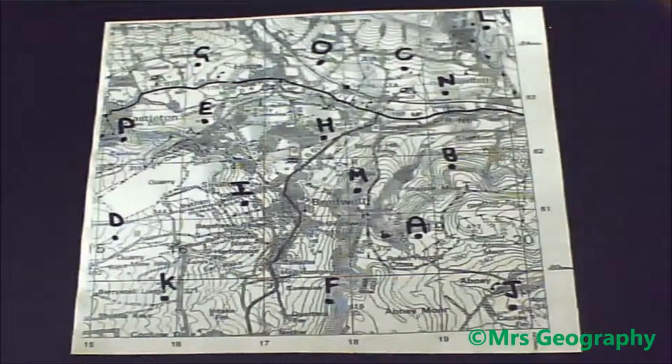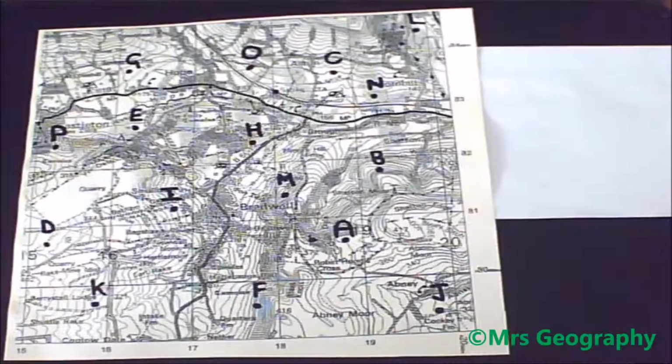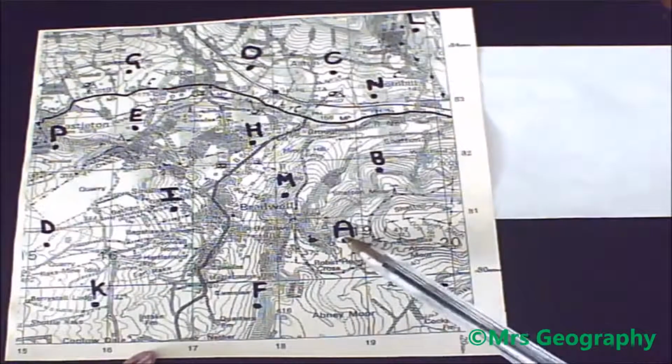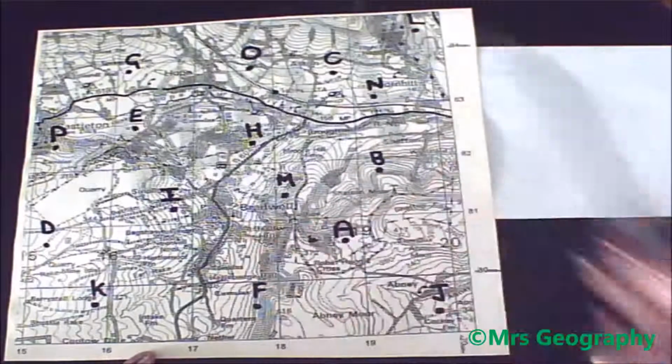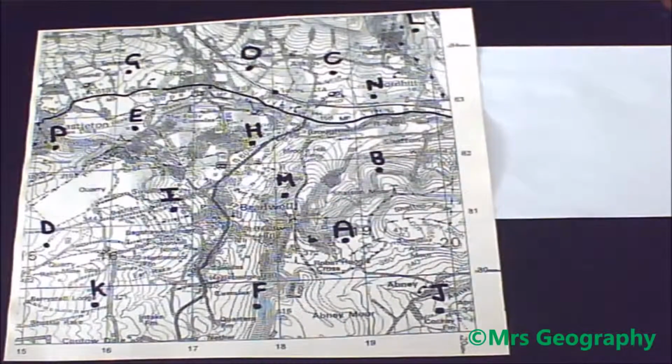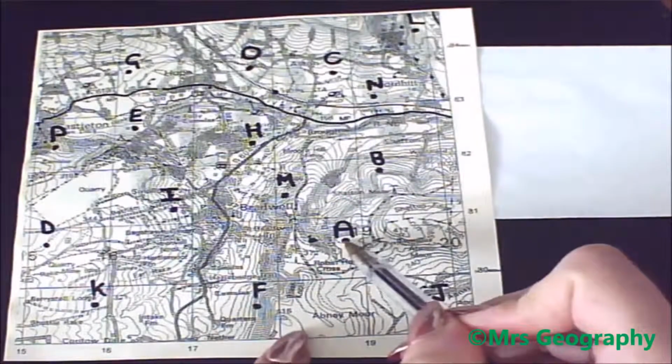Right, so let's now apply our new knowledge of six-figure grid references to this example. Now, we're going to find each point individually in each letter. If you want to pause the video and do this on your own and check your answers, you're more than welcome to. But let's try A together.